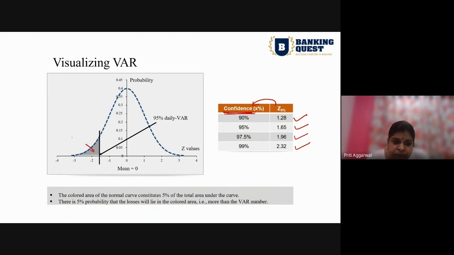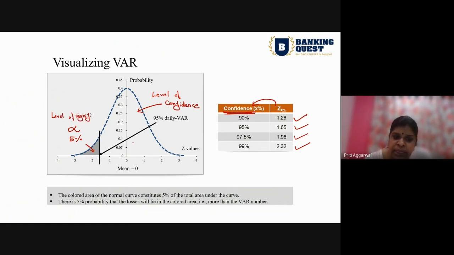So this is the 5% area, friends. On a daily basis, if it is 95%, this is the 95% area, which is called the level of confidence. And this is your alpha, which is your level of significance.